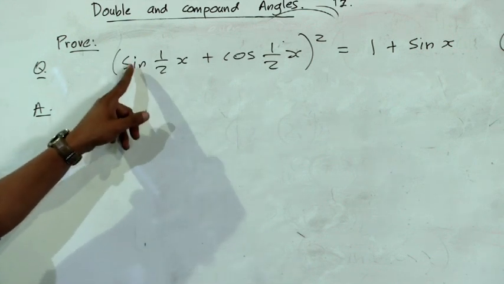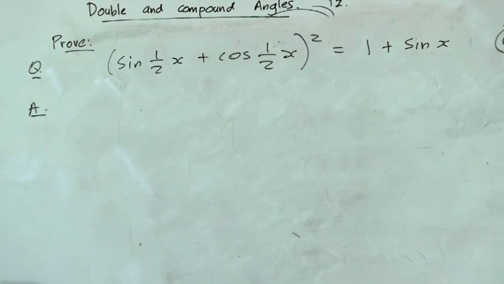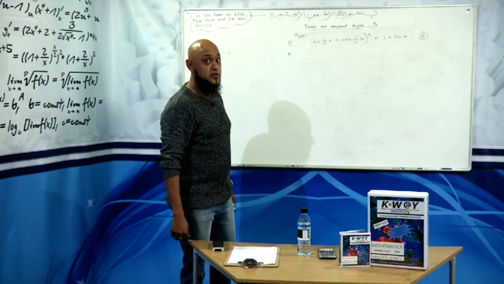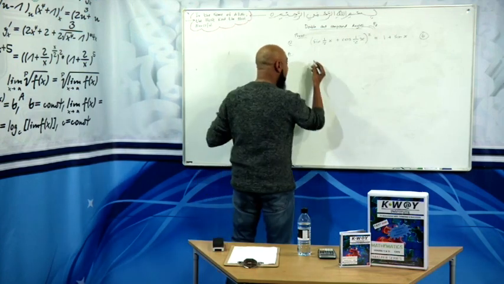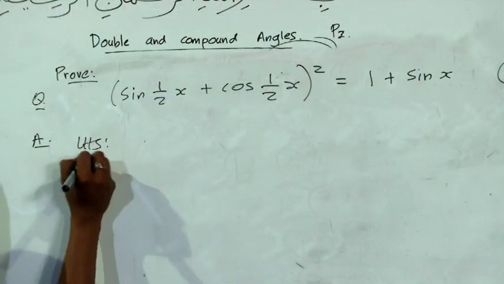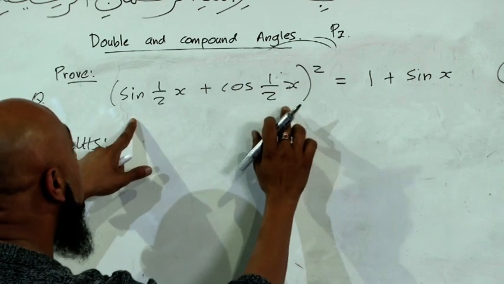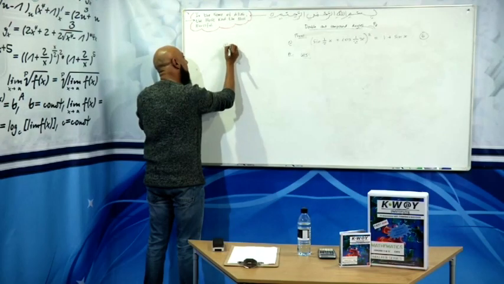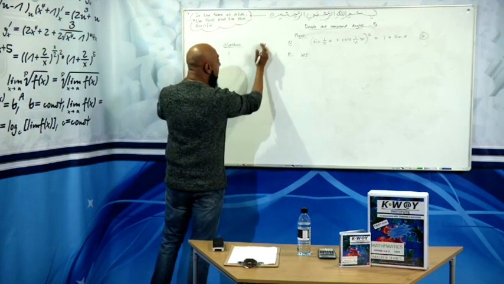We're starting here. Sine half x plus cos half x all squared is equal to 1 plus sine x. Now, common sense. Which is our more complex side? Left-hand side. So let's get started. We've got sine half x plus cos half x all squared. Now, this here in algebra, I want you to know this. In algebra, forget about everything else.